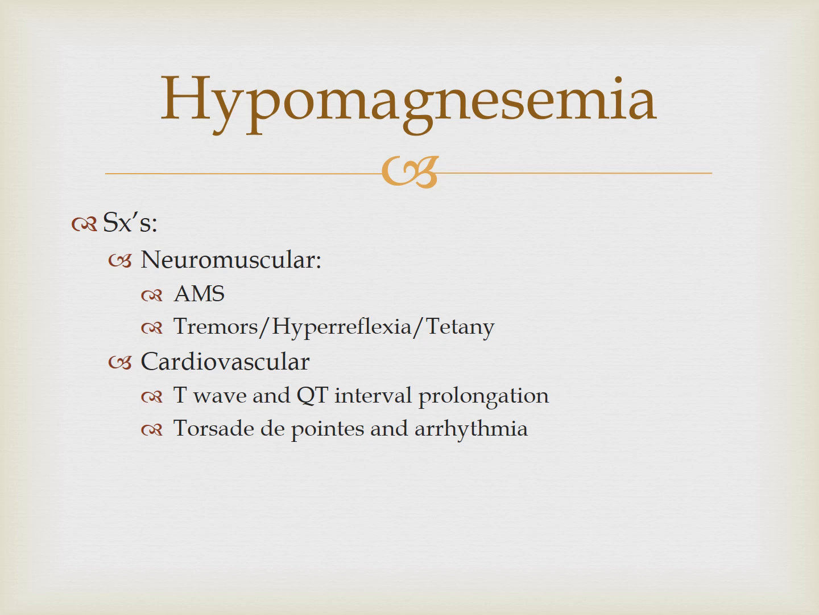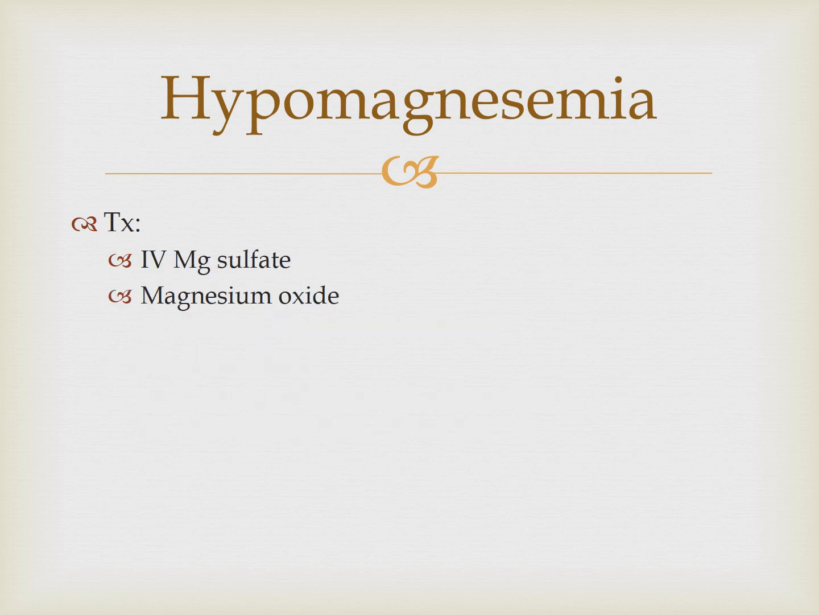Hypomagnesemia, you have tremors, hyperreflexia, tetany. Cardiovascular, you can see torsades de pointes, arrhythmias, QT interval prolongation. So you need to treat that. The way you treat it, IV magnesium sulfate, or you can use magnesium oxide. The way I would remember, magnesium oxide, excessive usage can cause diarrhea. With treatment, be careful with kidney dysfunction as well.